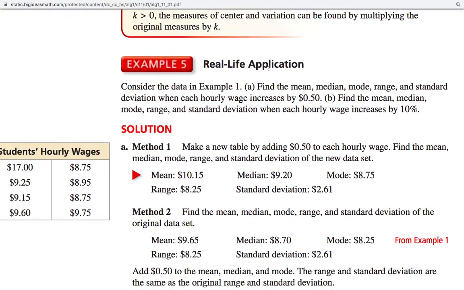And you can see that in example 5 if you want to read through that. If we're increasing by 50 cents, that means the mean, the median, the mode are going to go up by 50 cents. The range and standard deviation will stay the same. If we are increasing by 10%, that's multiplication. I'm going to take the mean, median, mode, range, standard deviation. I'm going to multiply each of them by 1.1 because I'm increasing by 10%. So that's 100 plus another 10%. So I'm multiplying all of them by 1.1.